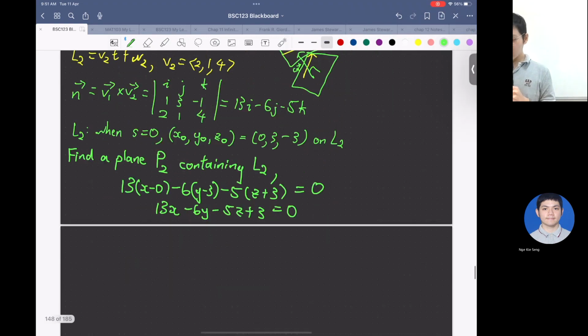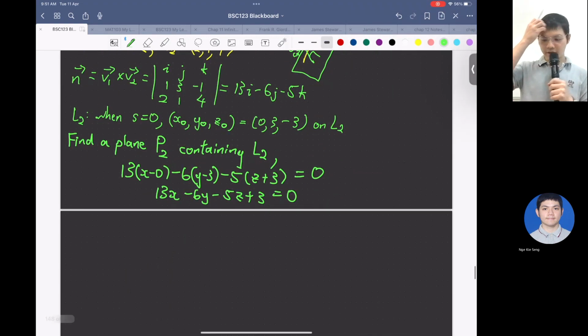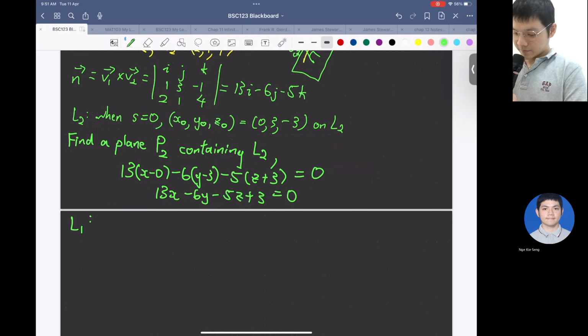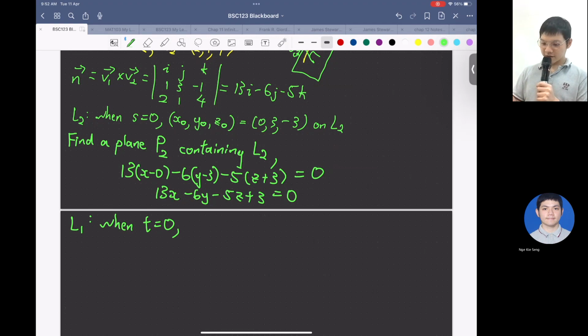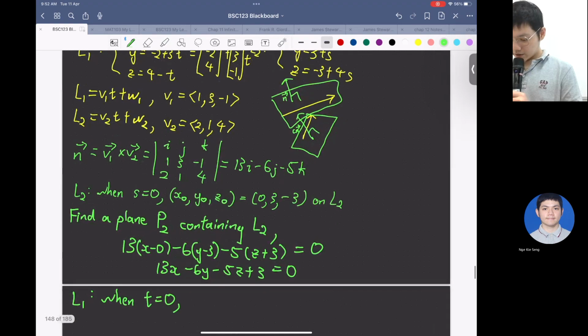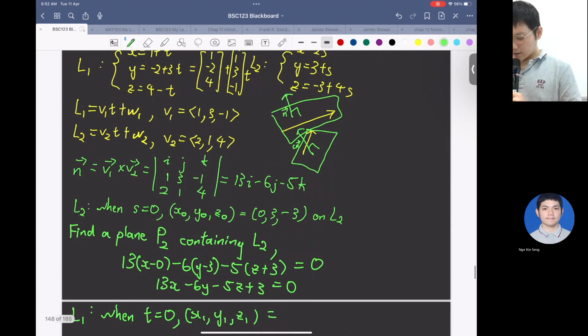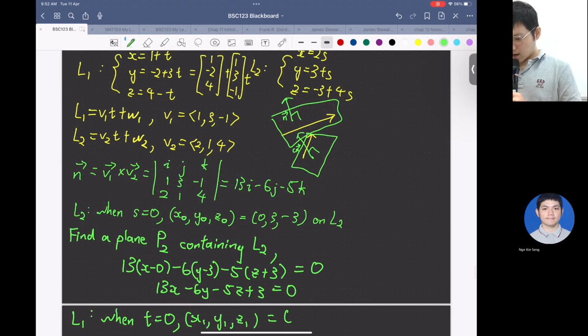Okay, so we got a plane. We still need a point, so find another point. We need a point from L1. From L1, get the easiest one. Don't do hard things. Take t equals 0. If I set t equals 0, I get the point 1, minus 2, and 4.